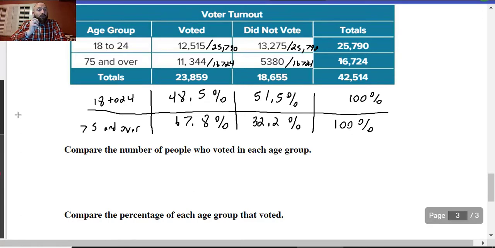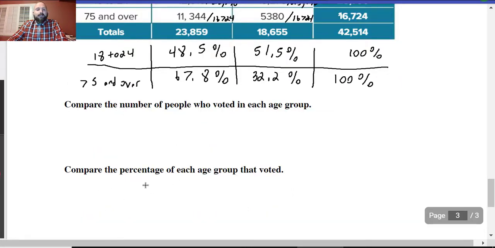All right, so for your credit, I want you to compare the numbers. Basically, which ones are bigger and what do you think that means? And then compare the percentages. Which ones are bigger and what do you think that means? I already said it out loud in the video, so go ahead and take this and go for a run with this.